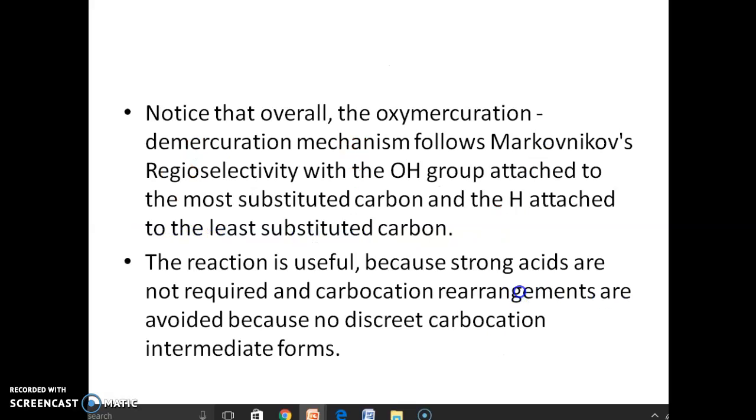With this, I conclude the mechanism of the oxymercuration and demercuration reaction.